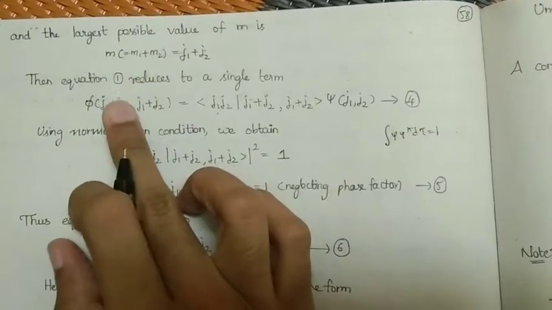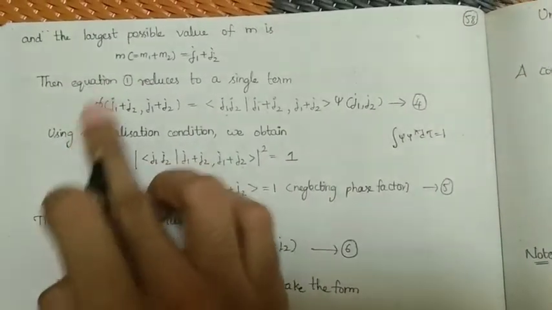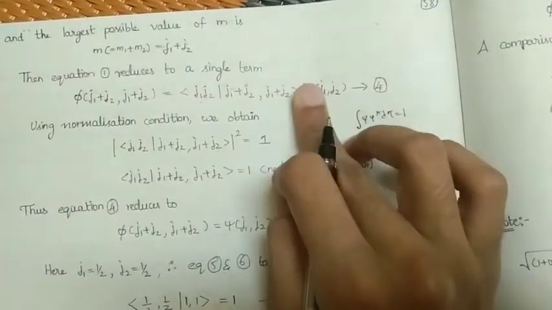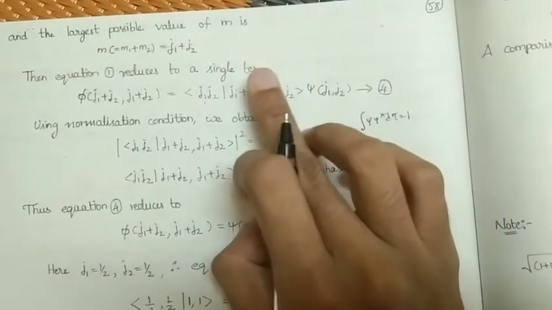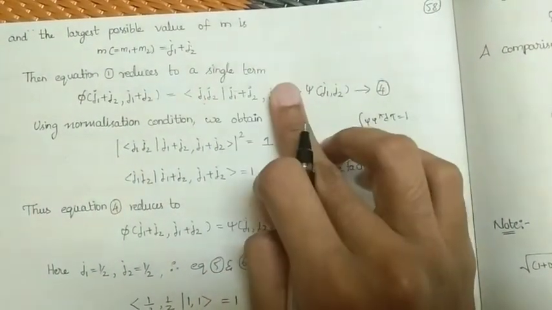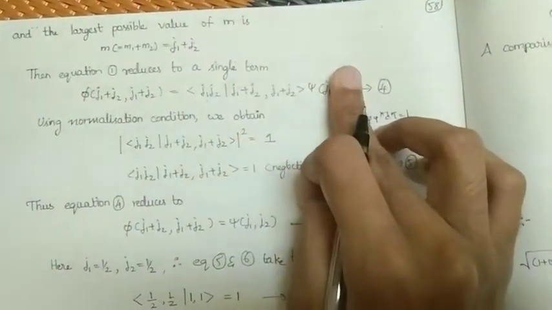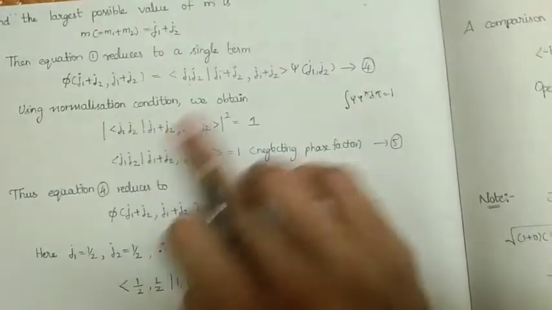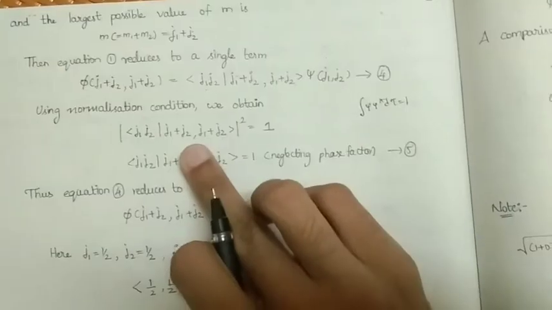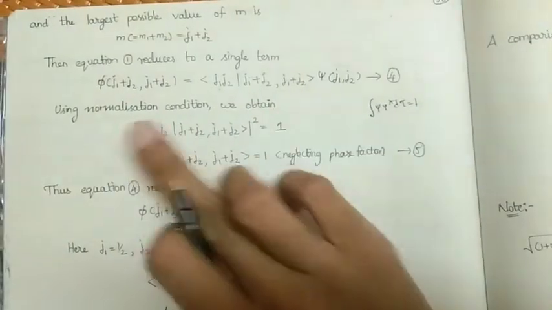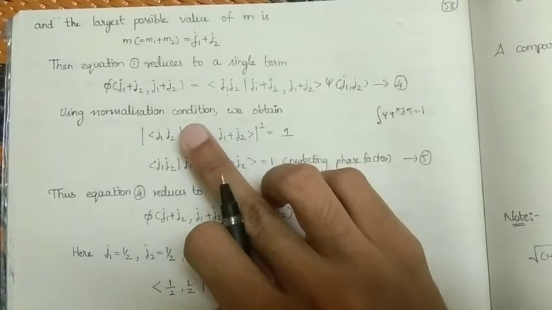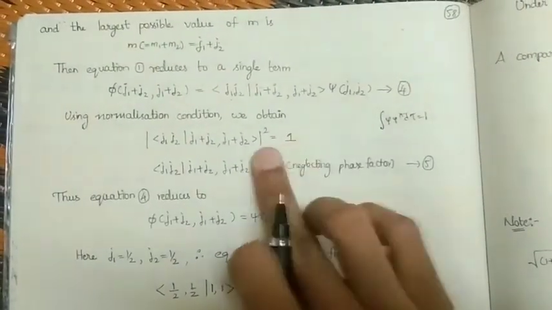Here also, if you do normalization, the integration of phi into phi star d tau equals 1. If we do that, we would have the integration of this term and its complex conjugate, and xi into xi star d tau equals 1, as xi into xi star d tau is 1. So this term multiplied by its complex conjugate gives us the modulus squared. A complex number multiplied by its complex conjugate gives us the modulus of that particular complex number.